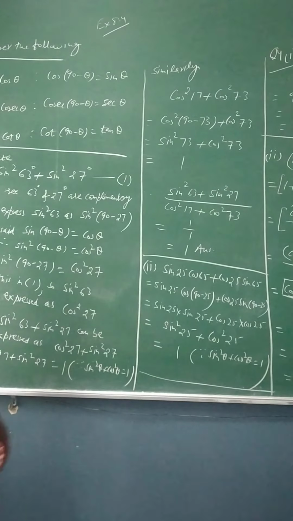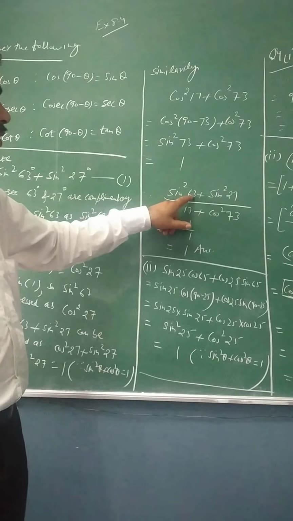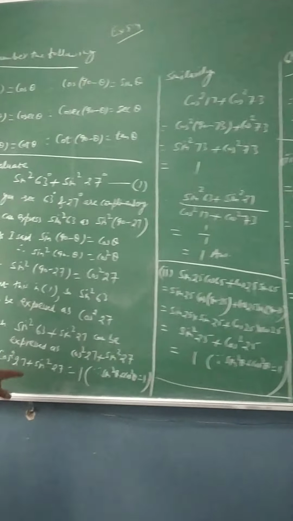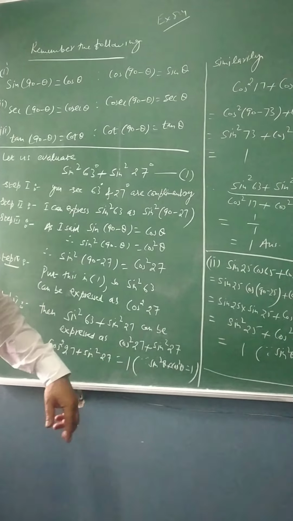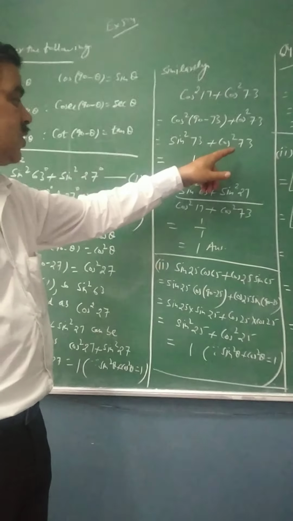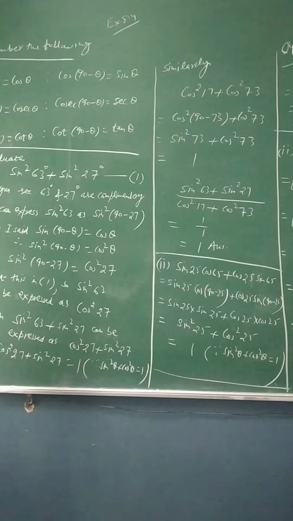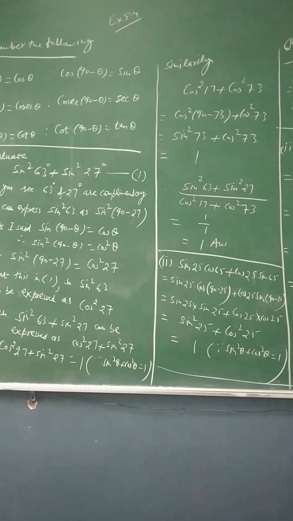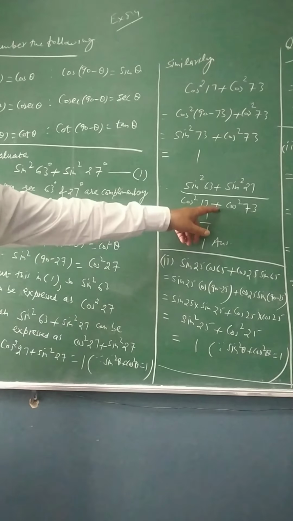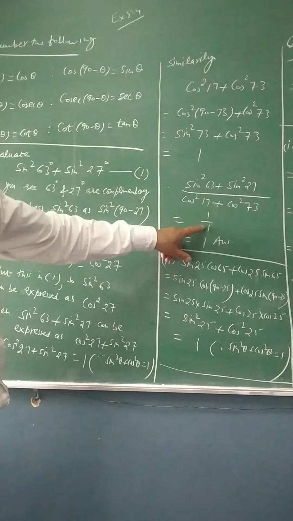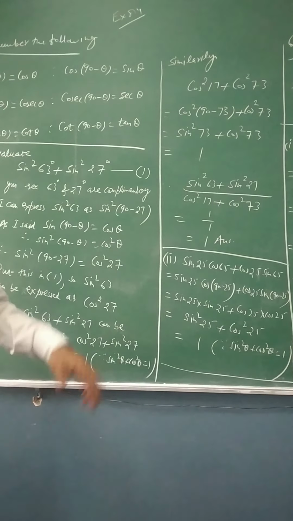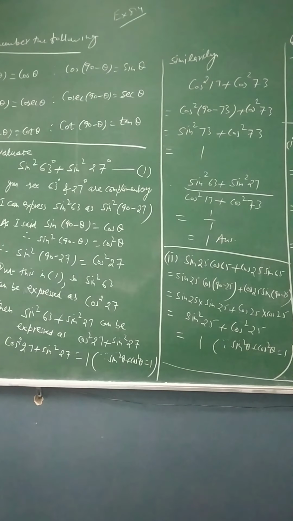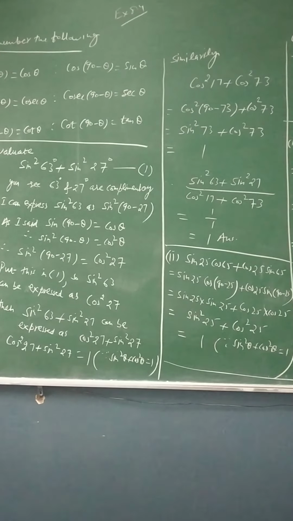1. So now sin square 63 plus sin square 27 I got here is equal to 1, and here also sin square 73 plus cos square 73, this is cos square 17 plus cos square 73, I got is equal to what? 1. So 1 upon 1 is equal to 1. So 1 will be the answer for the first part of question number 3.